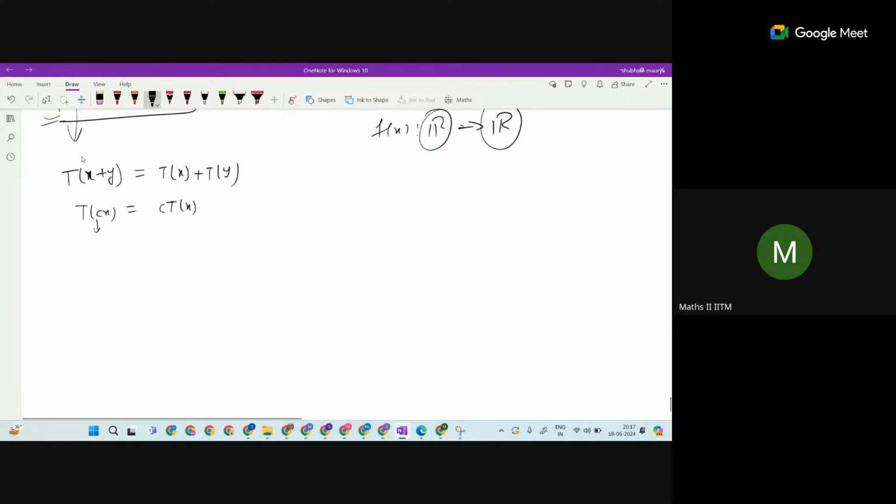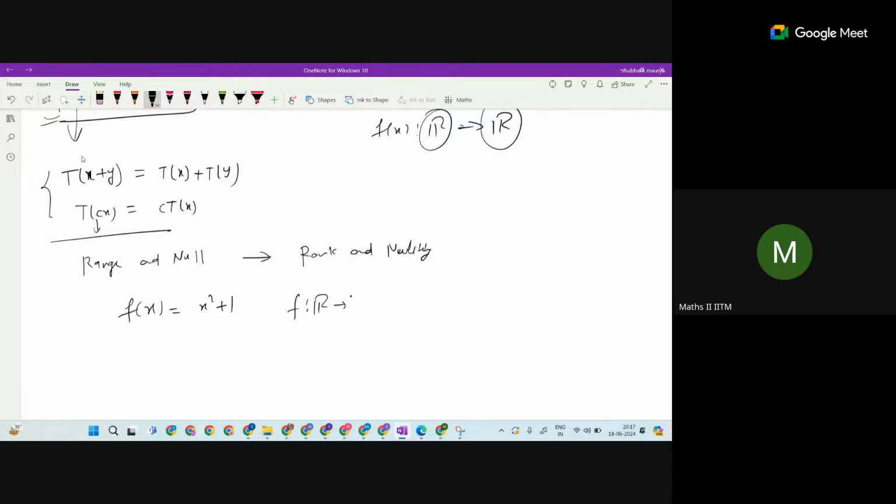And the next thing is, I hope you know all this. The first thing is range and null space, and then there is rank and nullity. We know, if you remember, that if you have a function f(x) equals x square plus 1, this function is from R to R. So what is the codomain? Do you know what the codomain is?